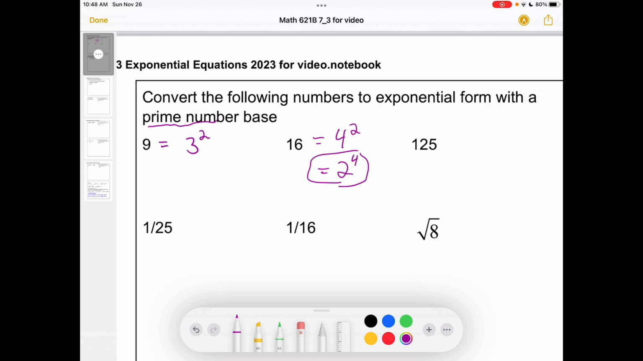Thinking about 125, it's pretty fishy that it ends in a 5. So we could think, okay, 5 squared is 25. 5 cubed is 5 times 25, which is 125. So this is 5 cubed.